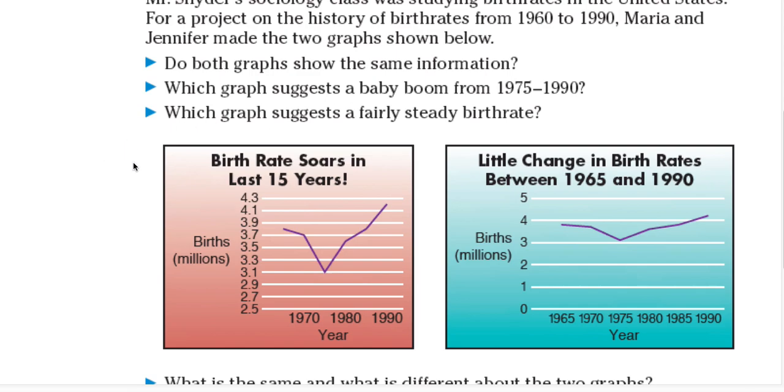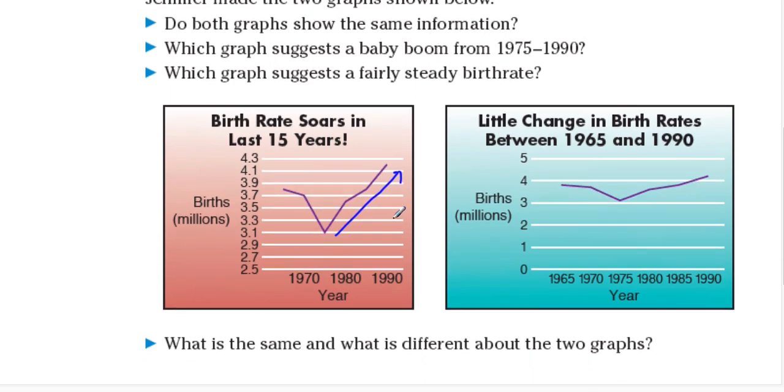Which graph suggests a baby boom from 1975 to 1990? If you look at those two graphs, graph number one, this graph right here, will show a baby boom, because from 1970 to 1990 there is a dramatic change in the slope of that line. In the graph at the right, the slope is not that great from 1975 to 1990. Which graph suggests a fairly steady rate? We answered that question. This graph, because of its relatively small slope compared to the slope of the graph on the left.